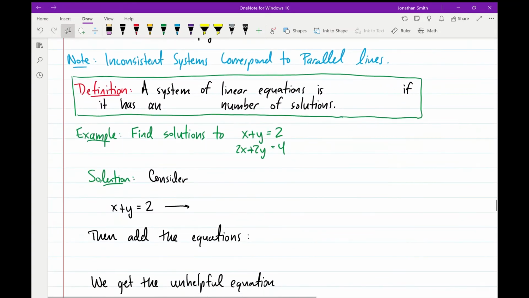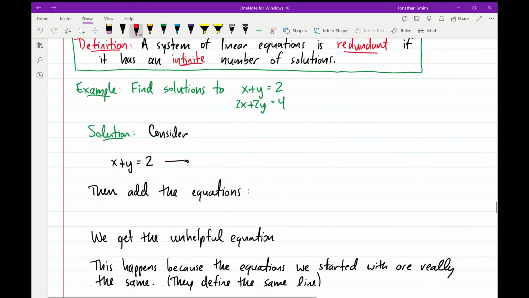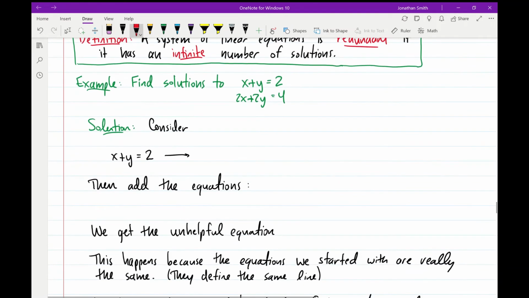All right, and then the other possibility. So far we've had one solution. Now inconsistent systems have no solutions. We can also have a system of linear equations that is, quote-unquote, redundant. A system of linear equations is redundant if it has an infinite number of solutions. Here's an example of a redundant system. We want to find solutions to x plus y equals 2 and 2x plus 2y equals 4.